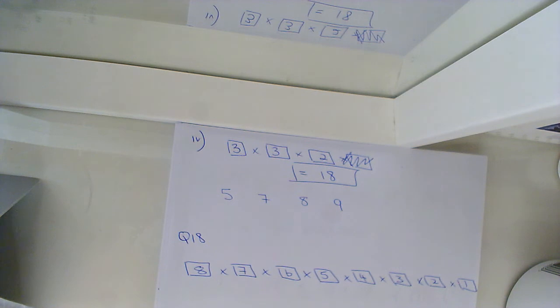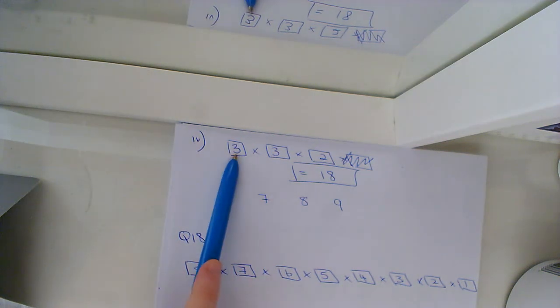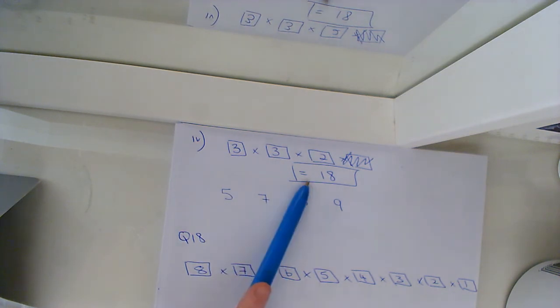Question 18 then, it says in how many ways can the letters of the word triangle be arranged if there are no restrictions? So I drew out a box for each letter in triangle, and there's 8 letters in triangle, so I said 8 by 7 by 6 by 5 by 4 by 3 by 2 by 1, or 8 factorial, and I get 40,320.